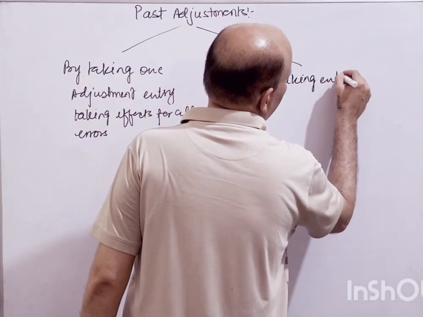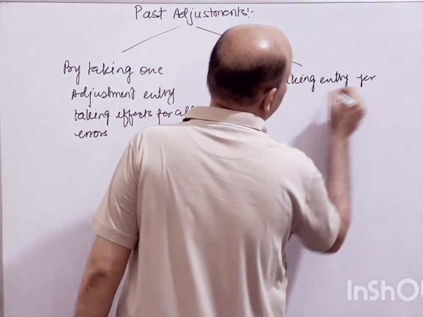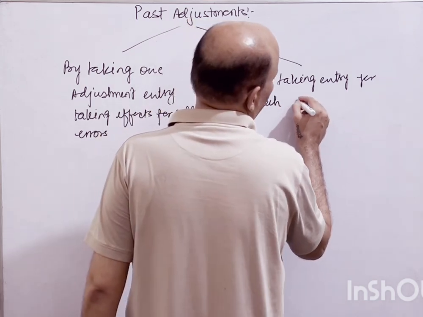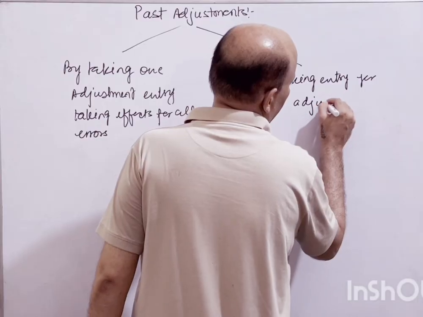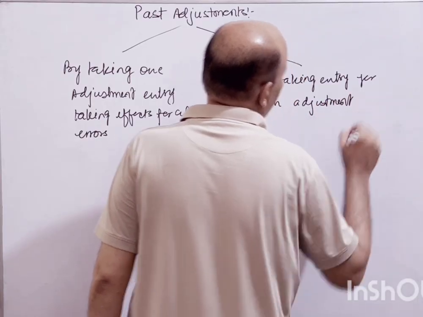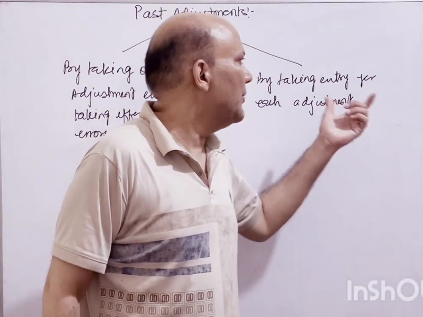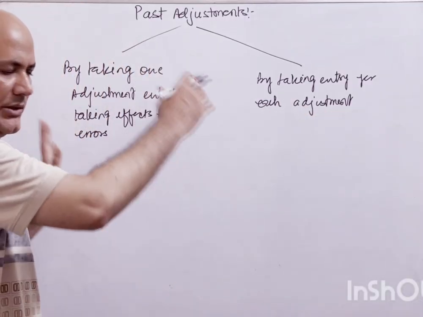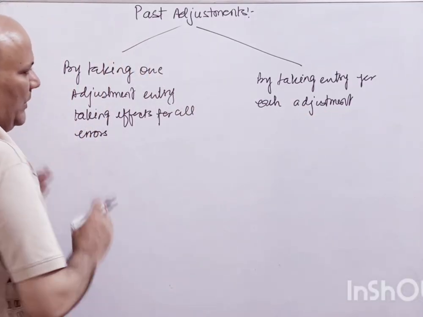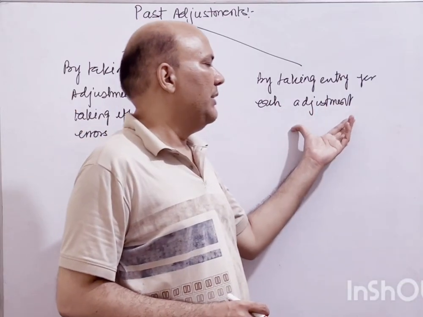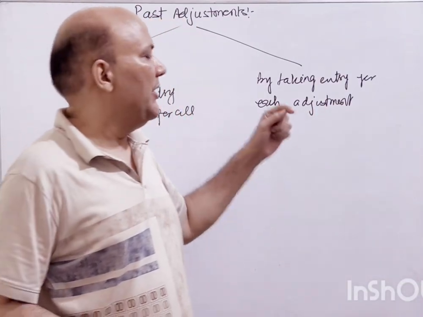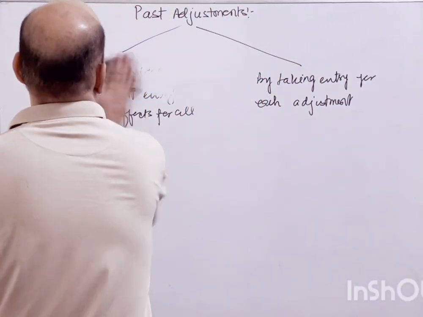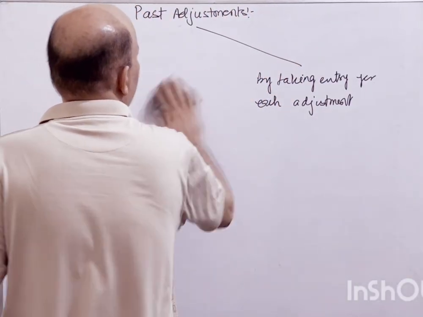taking an entry for each adjustment. So in that case, for every adjustment you are taking, you have to take one adjustment entry, right? So there are two ways: all the transactions taken together and you are taking only one entry, or in the other case you are taking an adjustment entry for each and every transaction which you are taking as an adjustment. Now we will go for the first thing.